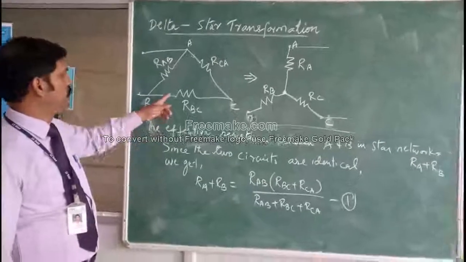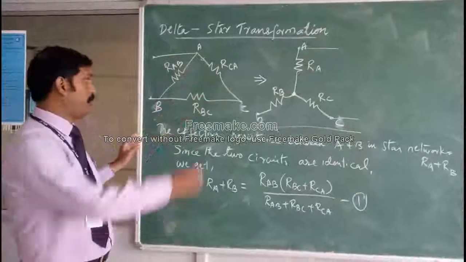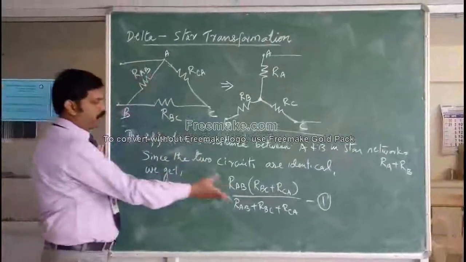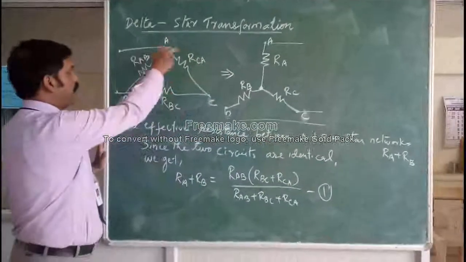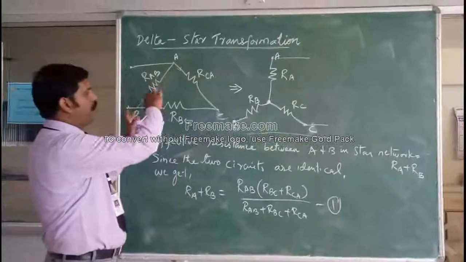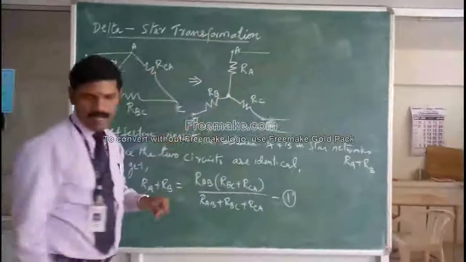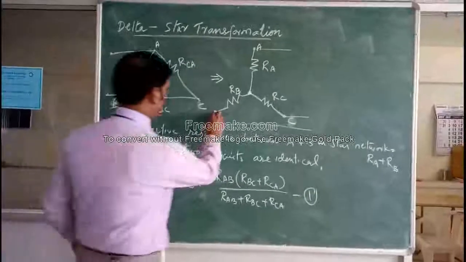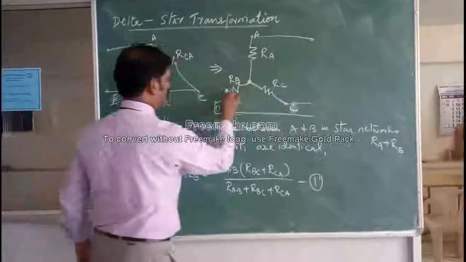Now, in the previous case, for this delta connection, the effective resistance between A and B is given as RAB into RCA plus RBC, divided by RAB plus RBC plus RCA. Similarly, if you refer to the star side, the effective resistance between A and B, in this case, this is A and this is B.